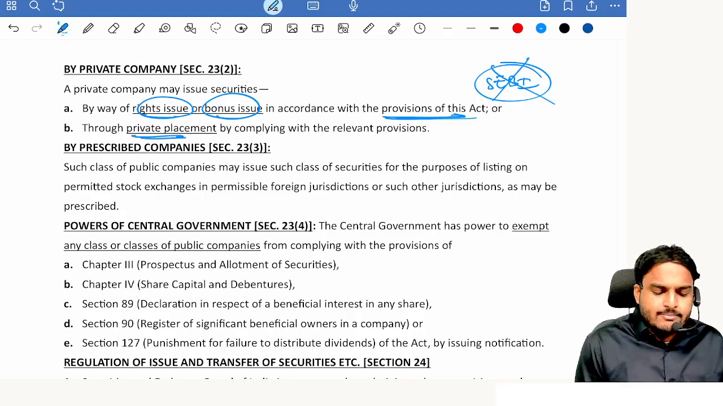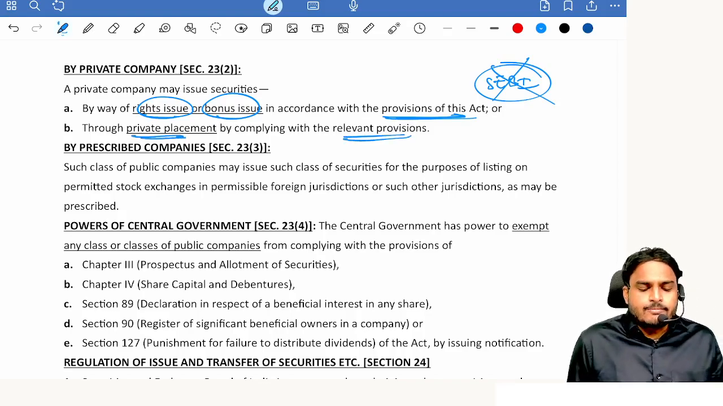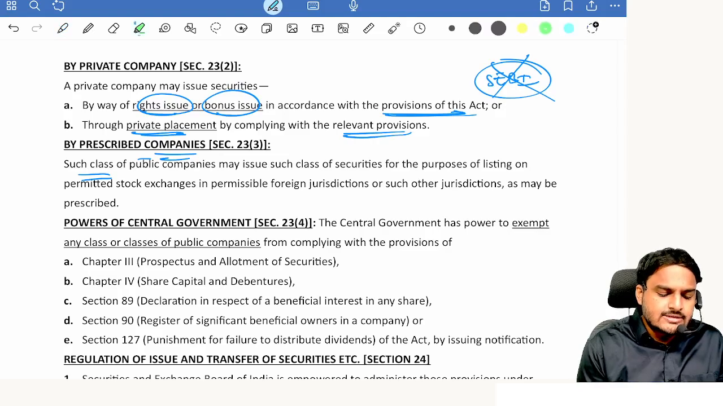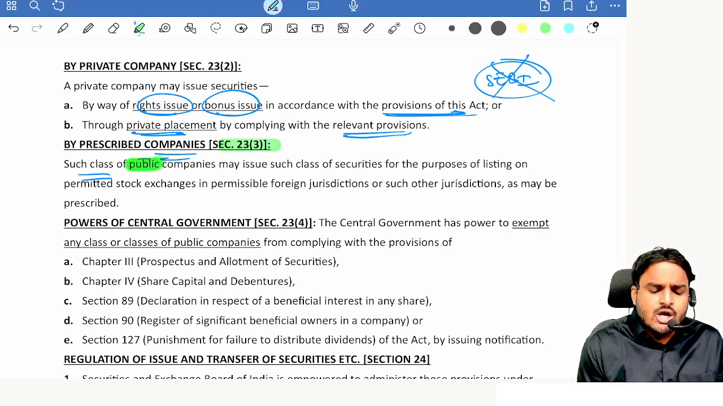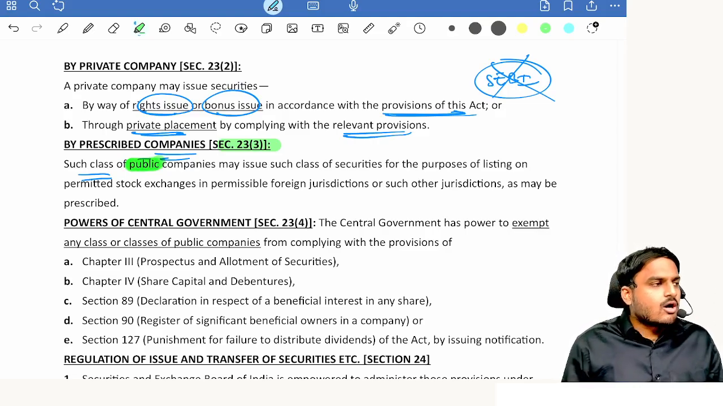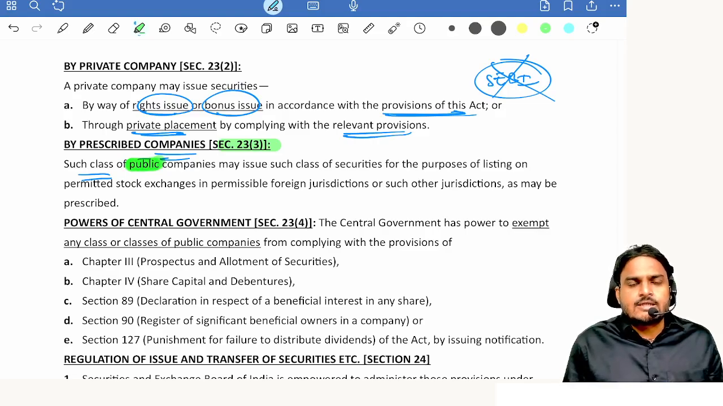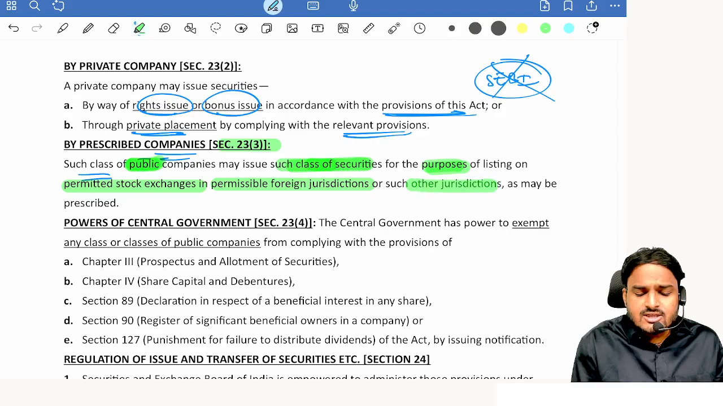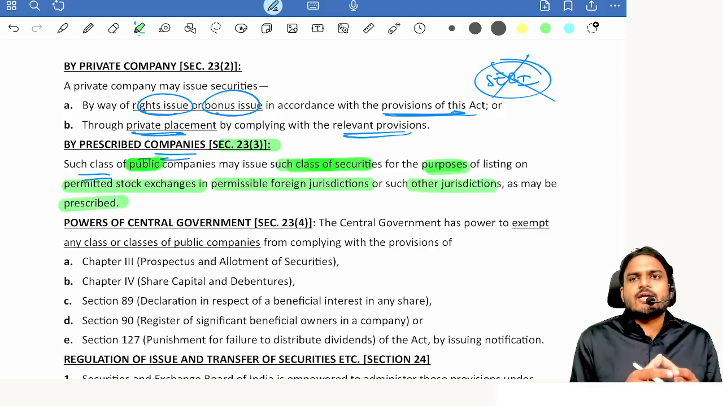Next, through private placement by complying with the relevant provisions. And next one, prescribed companies, such class of public companies. Come on, tell me which companies? That means this subsection is not applicable to private companies. Section 23 subsection 3 is all applicable to public companies. Such class of public companies may issue such class of securities for the purpose of listing on a permitted stock exchange in permissible foreign jurisdictions or such other jurisdictions as may be prescribed.